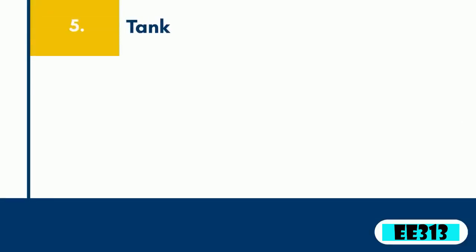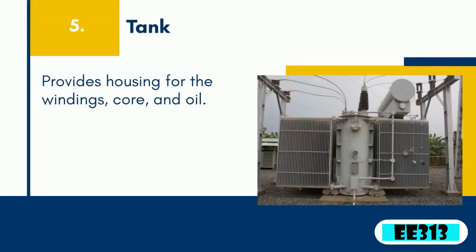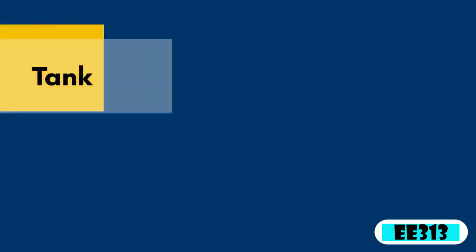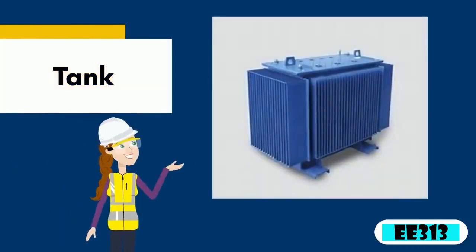The next component is the tank, which provides housing for windings, core, and oil. Transformer tank is a thick casing for the primary components of a transformer, and the oil. This must be sturdy and able to withstand high gas pressures and the influx of electromotive forces.